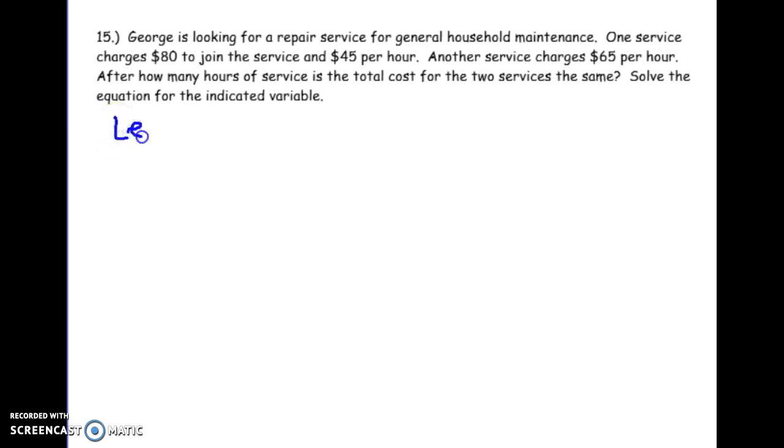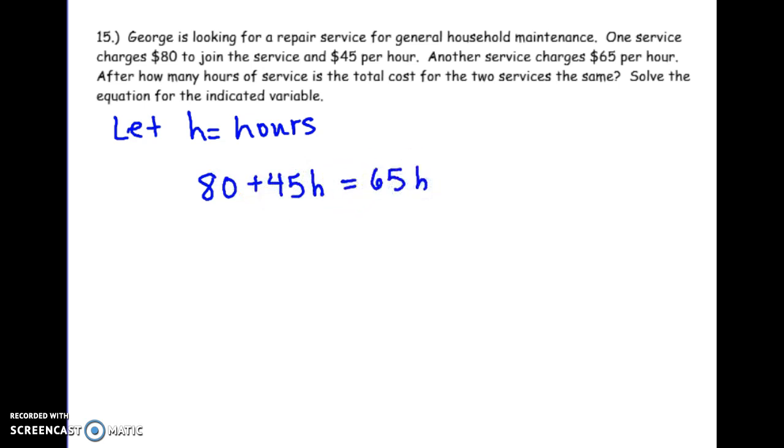All right, we're going to let H be equal to hours. In this example, it's an $80 fee to join the service and $45 per hour. The other service is $65 an hour, and we want to see when they're the same. So for them to be the same, we're just going to set them equal to each other.